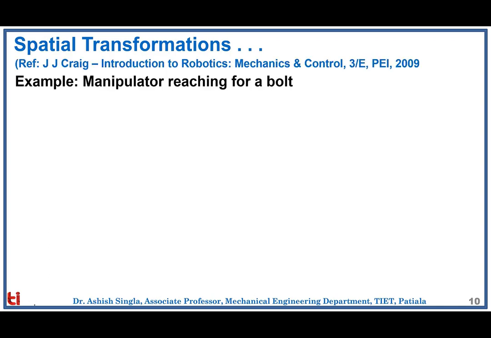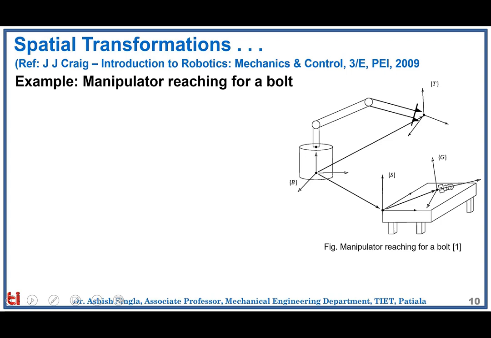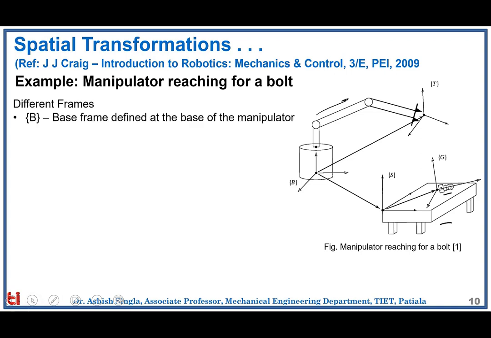Finally, let's take an example where there is a manipulator which is supposed to reach for a bolt, and the description can be shown in this figure. Here you can see there is a manipulator and there is a bolt which is lying on this table. We have defined multiple frames in order to make the proper transformation. The first frame is called the base frame, which is the fixed frame attached to the robot base. The next frame is called the tool frame, which is defined at the end effector of the robot.